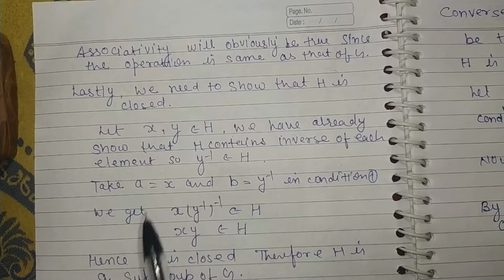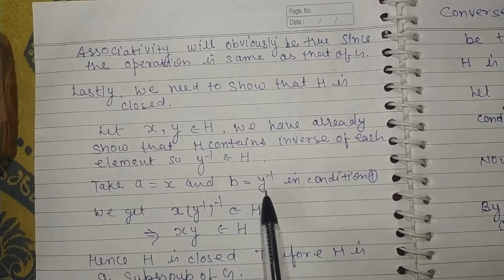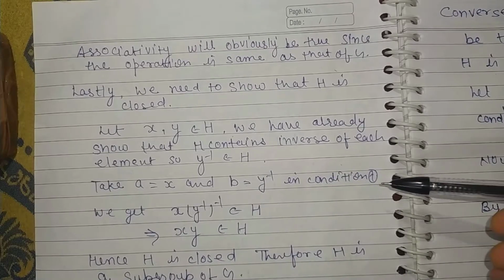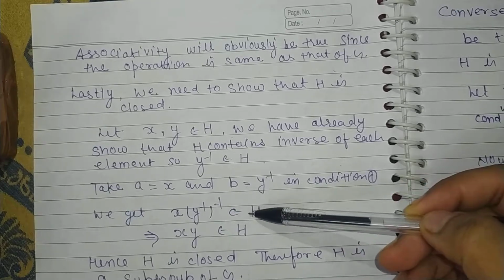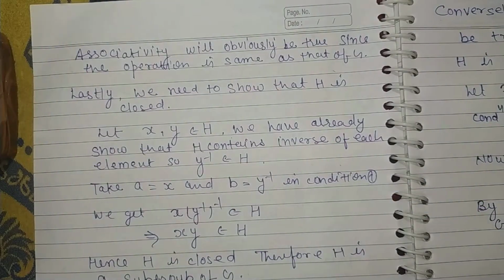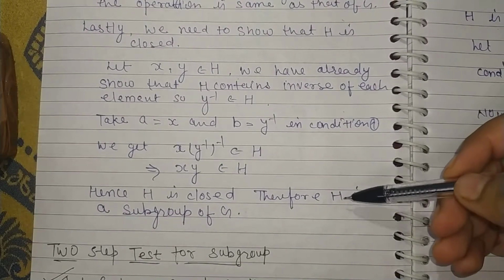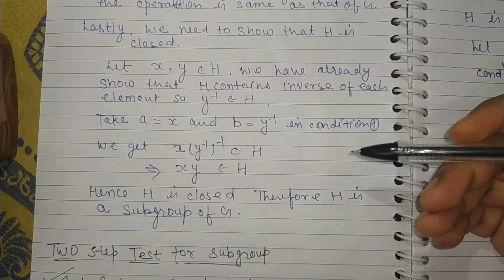Now in condition 1, we take A equal to X and B equal to Y inverse. So the inverse of X Y inverse belongs to H. So XY belongs to H. Hence H is closed. Therefore H is a subgroup of G. This is our one-step subgroup test.